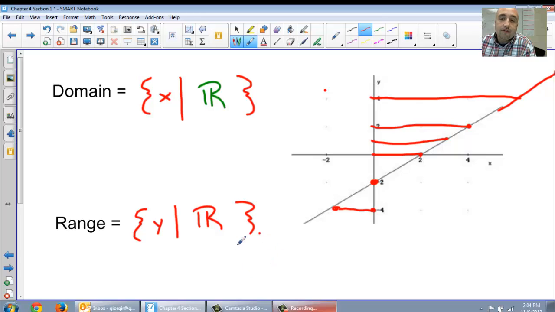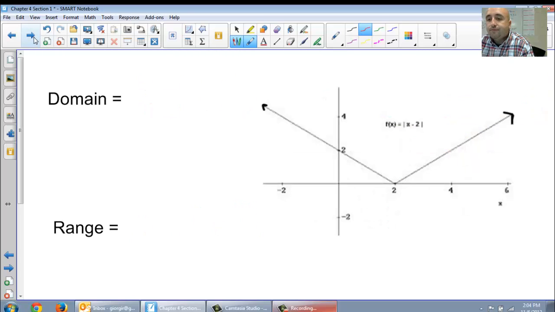Now, every graph is different. This one happens to be all real numbers for the domain and range. Well, let's look at this next one. This is actually the absolute value of X minus 2. So we're going to start domain, same way we did, parenthesis or brace, X with a bar. So you're telling me that the domain are X values, which is true.